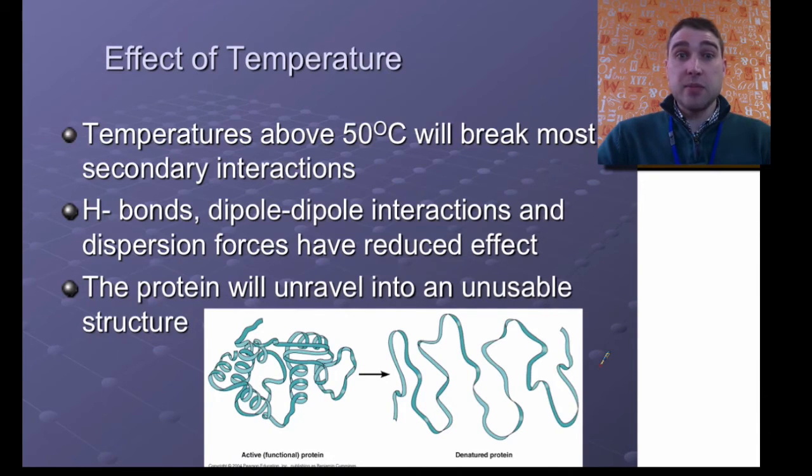So for the effect of temperature, when you heat up an enzyme above 50 degrees, you're going to be breaking most of the secondary bonds that are occurring. So you're going to be breaking hydrogen bonds, you're going to be breaking dipole-dipole bonds, and you're also going to be reducing the effectiveness of dispersion forces. What that means again is the shape of the enzyme, or the shape of the protein, will start to unravel. So rather than having nice tight swirls and bonding between parts of the protein, it starts to unravel into a big strand. And basically you don't have your active site anymore, so the enzyme doesn't work.